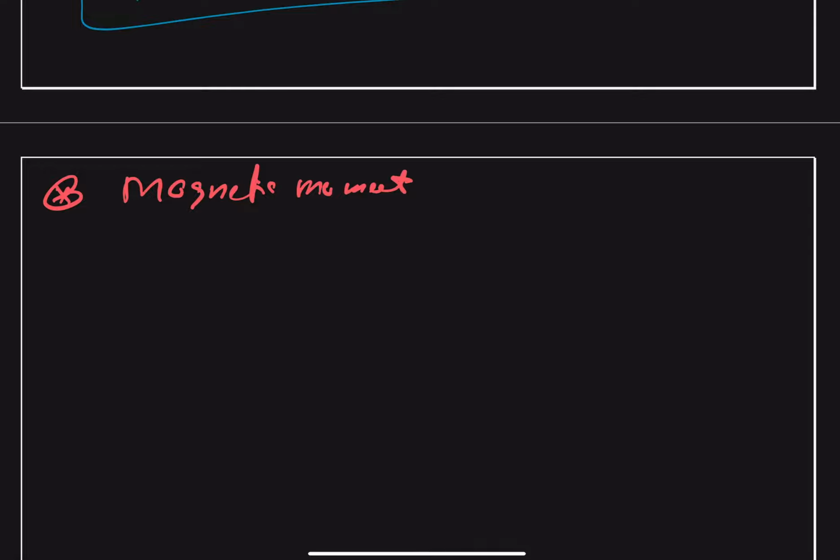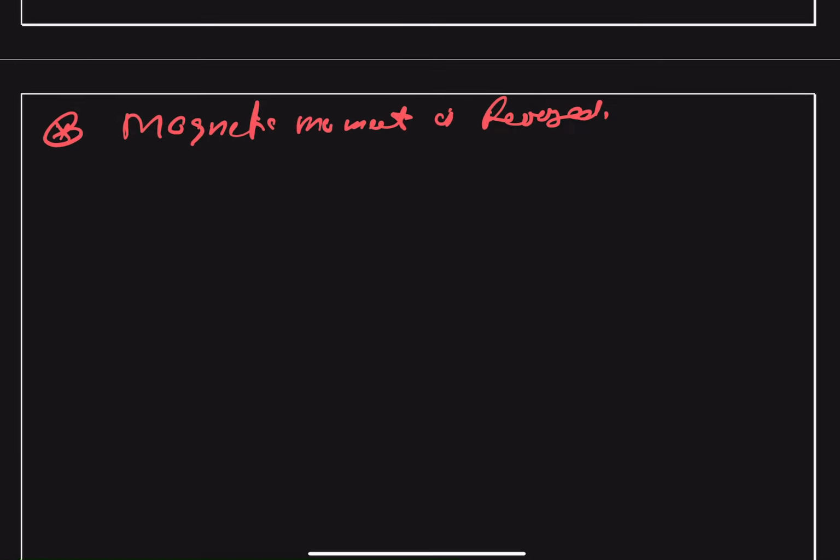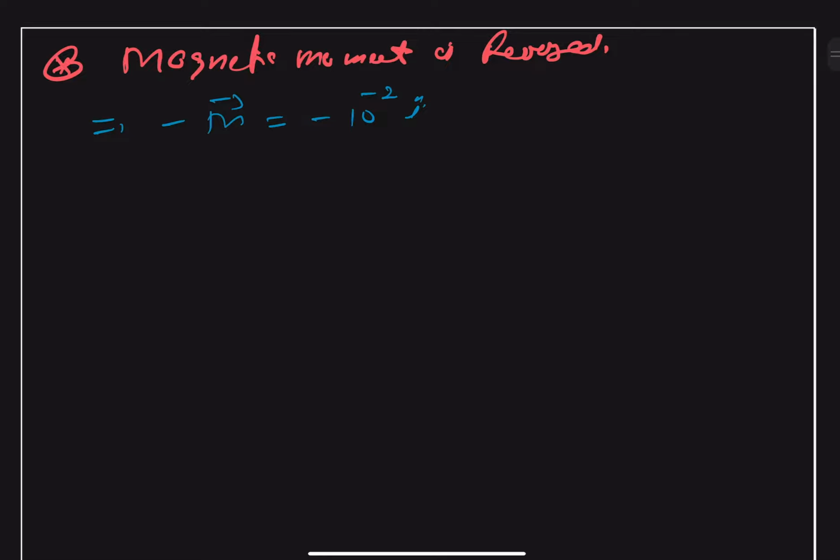Magnetic moment is reversed. So this gives us minus of magnetic moment, giving us minus of 10 to the power minus 2 I unit vector. So we find out our final energy.